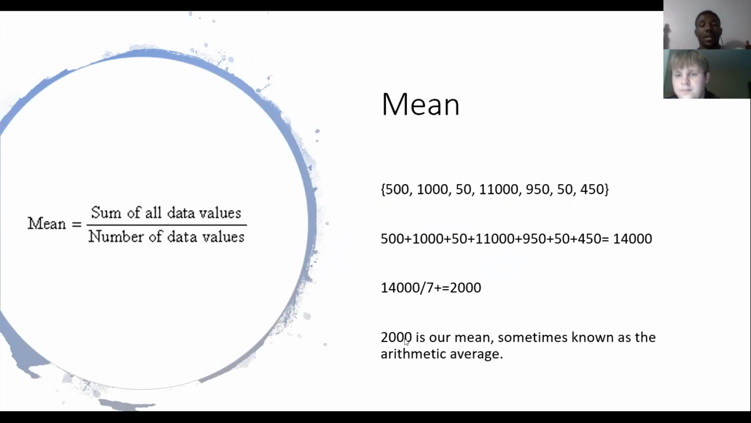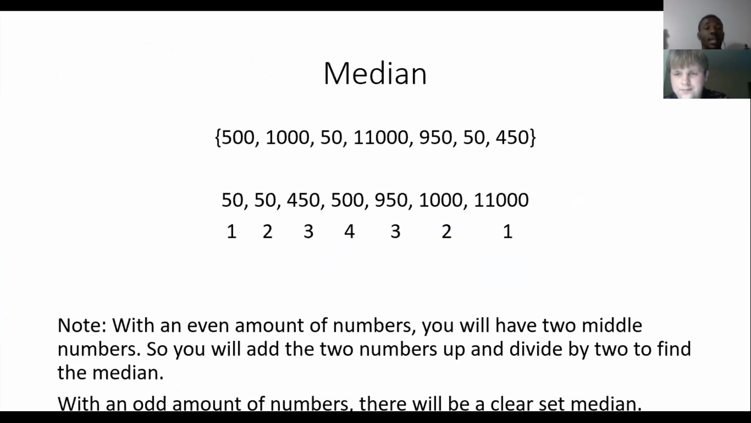So 2,000 will be our mean, sometimes known as the arithmetic average. And yeah, it's a tough word to say. It's really a mouthful. And the median, I'm going to use the same numbers right here.